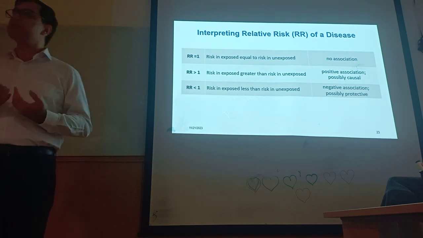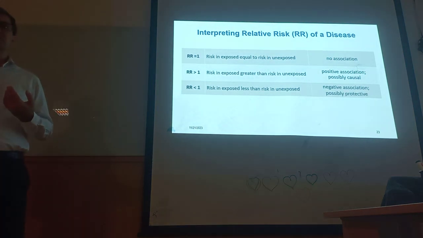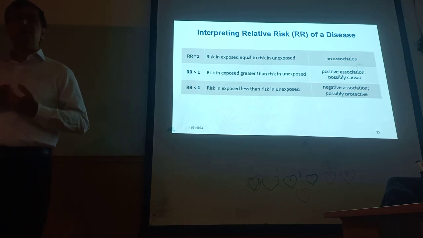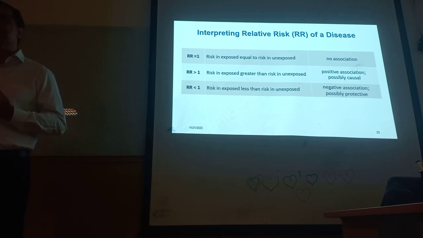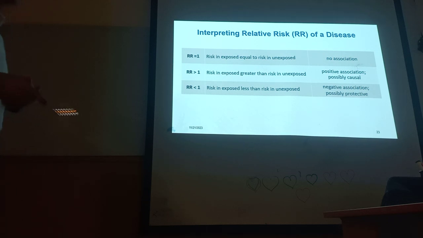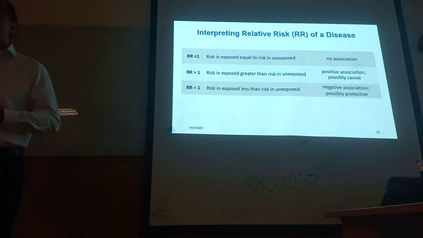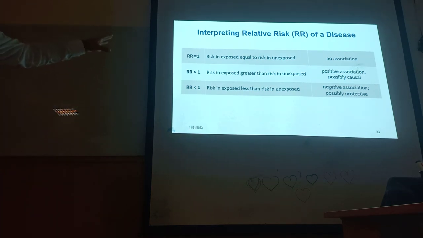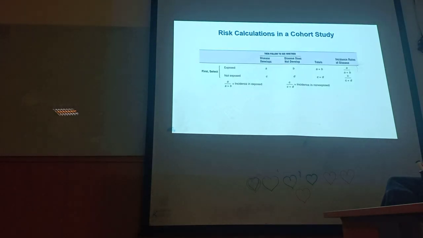So a relative risk higher than 1 means that the exposure of interest is a risk factor. And a relative risk lower than 1 means that the exposure of interest is a protective factor, or there is a negative association between the exposure and the disease. So this is how we interpret relative risk in epidemiological studies.